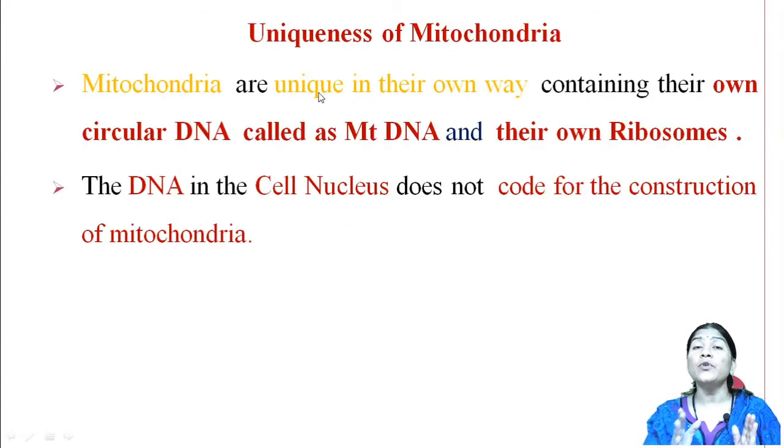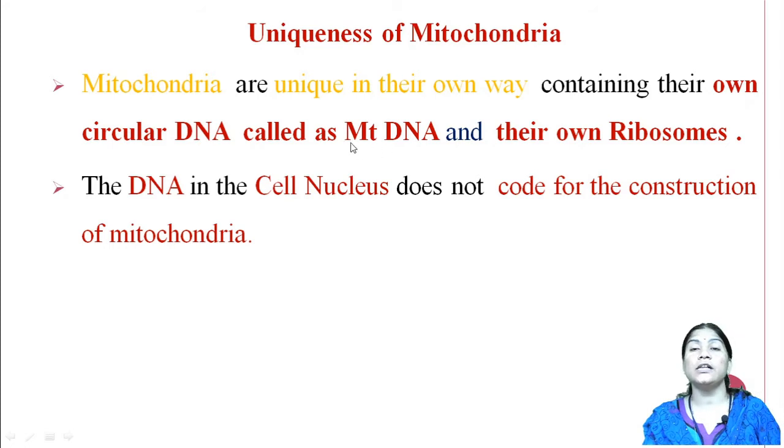So, there is some uniqueness of mitochondria. Mitochondria are unique. It is special. It is different from other organelles because mitochondria have their own nuclear content that we call DNA. This DNA is circular, and it is present in the mitochondria, and that's why this DNA is called mitochondrial DNA.